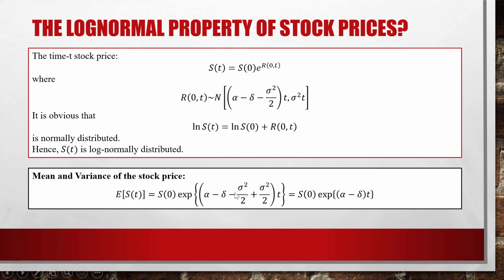And in order to derive it, it's very easy. We start with this line. We start with natural log S of t is equal to natural log S0 plus R0t, where R0t follows normal distribution. Then we calculate the expected value and the variance for this. So the expected value of natural log S of t is equal to natural log of S0 plus alpha minus delta minus sigma squared over 2 times t. And from here we solve for expected value of S of t by taking exponential on both sides. So that's how we derive the mean and the variance for the stock price.